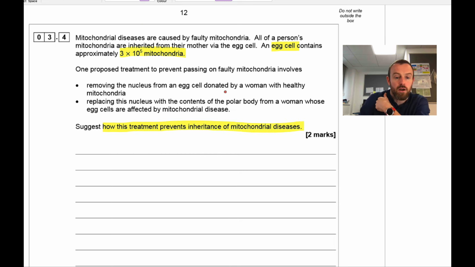Okay, how does this treatment prevent inheritance of mitochondrial disease? Well, the first thing you need to know, the egg cell donated by a woman with healthy mitochondria contains mitochondria, but then if we remove the nucleus, we're removing all the genes, all the chromosomes from that woman who has donated the egg cell. However, there are just a few genes in the mitochondria themselves. I think it's about 13 actually, not very many, in the mitochondrial DNA. So the mitochondrial DNA will be good, but all the other DNA is going to come from the polar body.